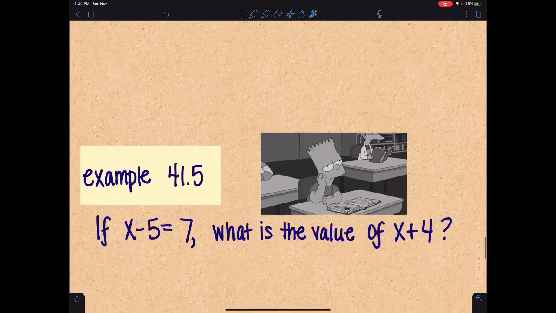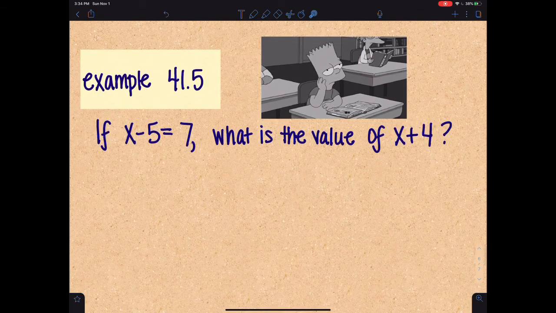All right, let's do example 41.5. I know you're probably feeling a little like this right now. Hang in there. We are almost done. This is actually the last example. And then you get to move on to your homework and be done with this stuff for the day, okay? So enjoy this easy stuff, okay? Because I think you're going to get this.